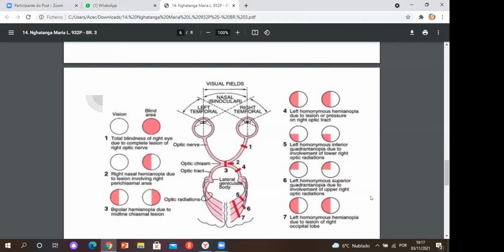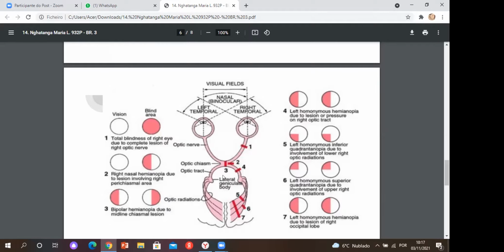For example, with a tumor of the hypophysis. On this picture number 3, the chiasma opticum is compressed, and the patient has bitemporal, bilateral hemianopia. The patient does not see the lateral side of the vision; the red color is not seen.